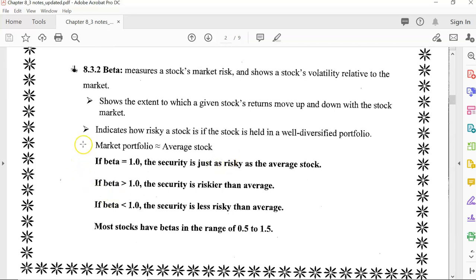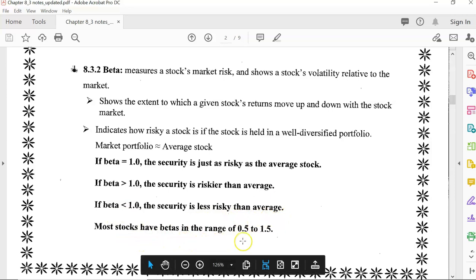For the market portfolio, we can treat it as an average stock. If beta equals 1, the security is just as risky as the average stock. If beta is larger than 1, the security is riskier than average. If beta is smaller than 1, the security is less risky than average. Most stocks have betas in the range from 0.5 to 1.5.